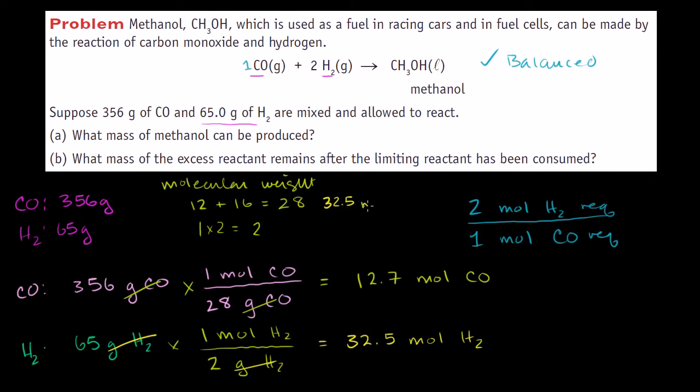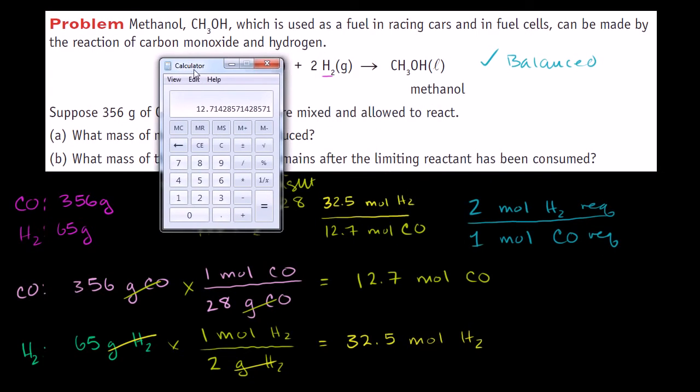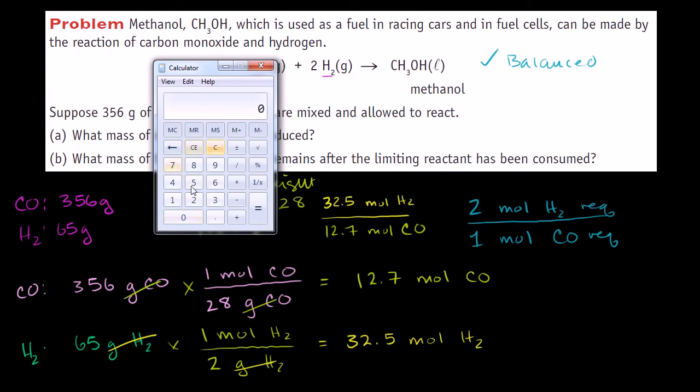So we have 32.5 moles of hydrogen, which is what we're given, and we're given 12.7 moles of carbon monoxide. If we were to just divide this, you could imagine dividing the numerator and the denominator by 12.7, or just dividing 32.5 by 12.7. What do we get?